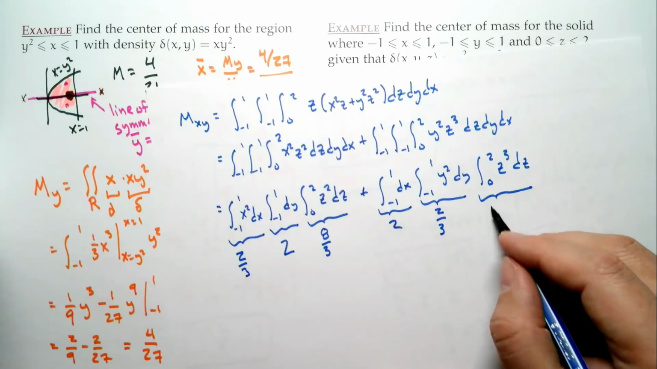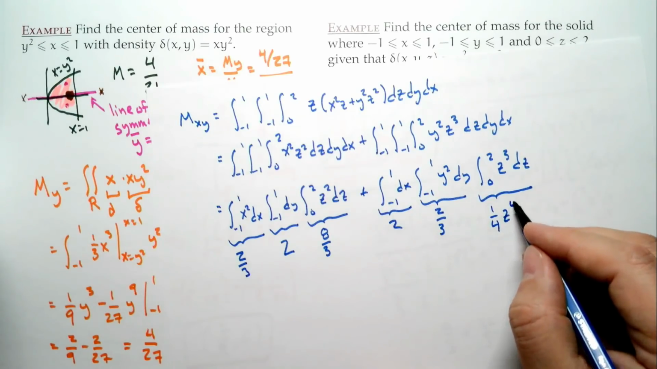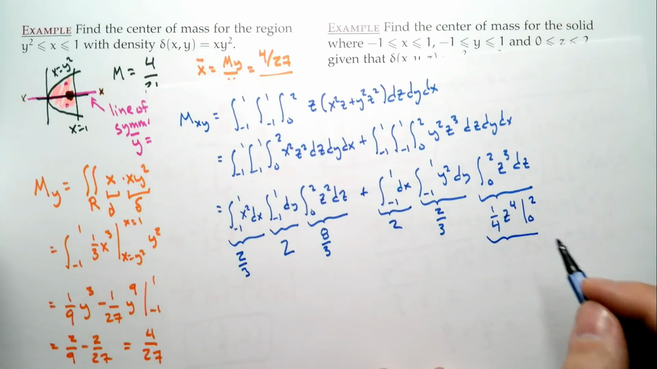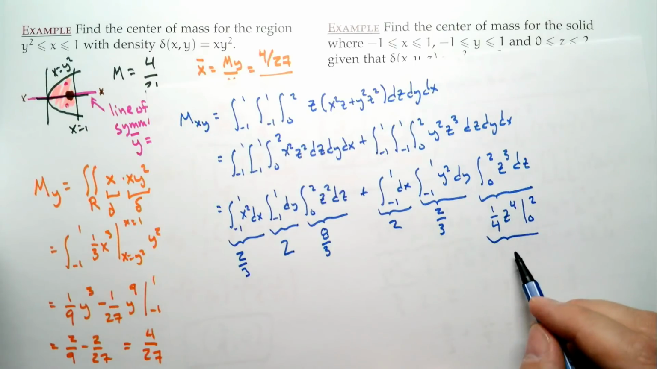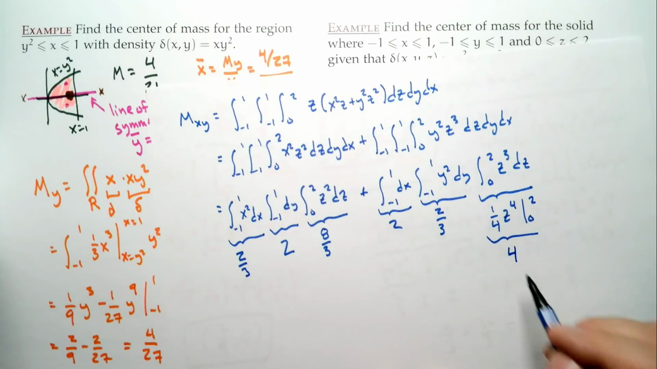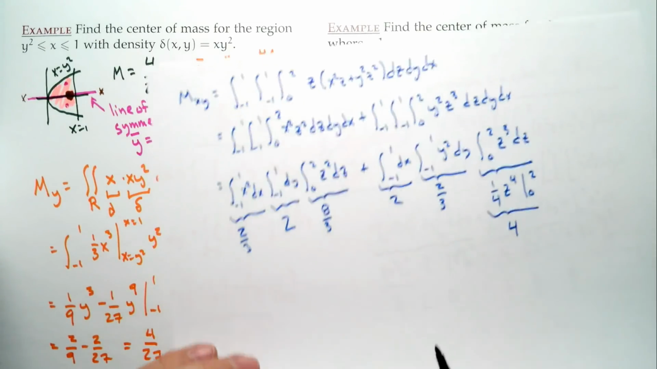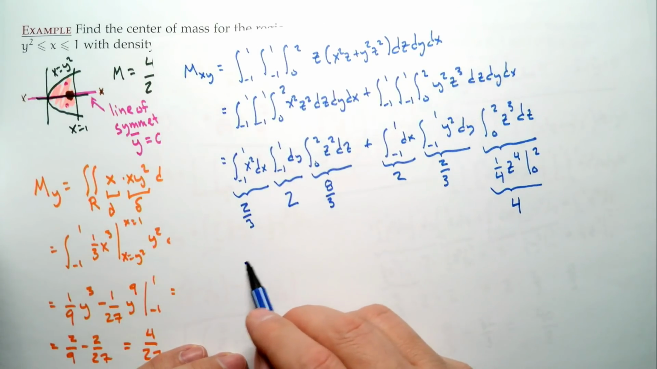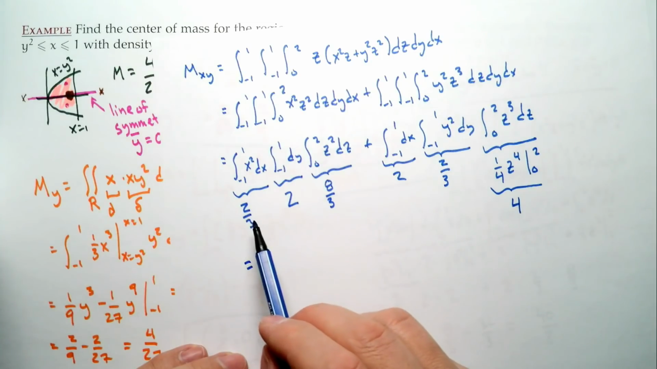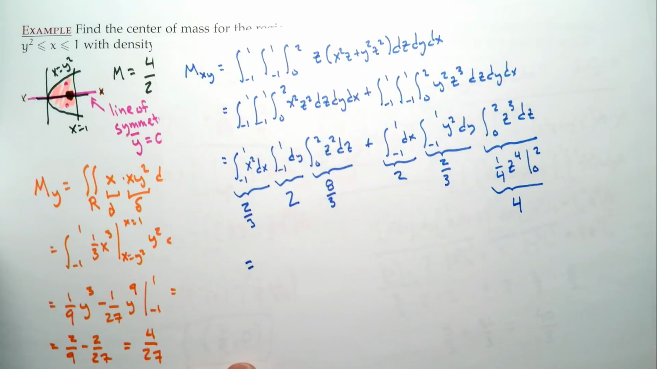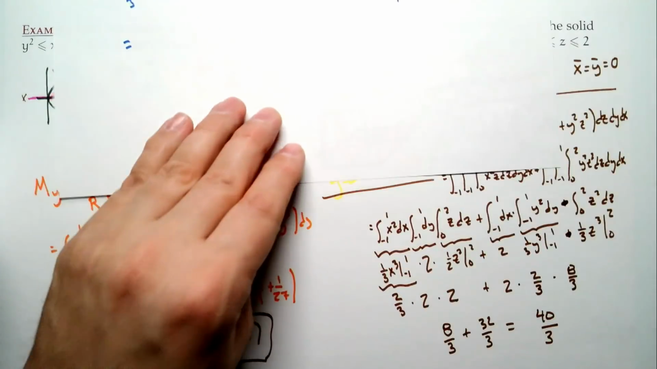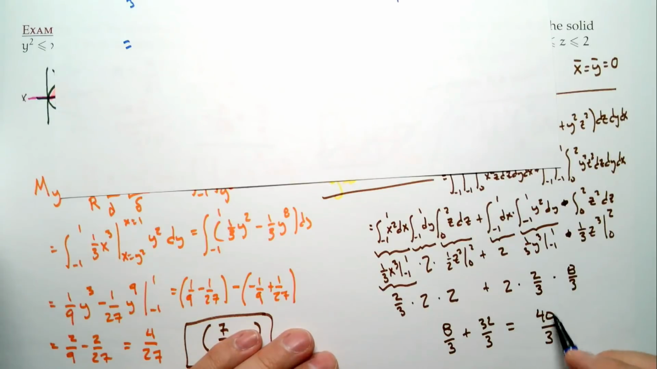So this one, that'll be 1/4 z to the 4th, evaluated from 0 to 2, and 1/4 times 2 to the 4th, that's 1/4 times 16, which is 4. So what do we have? We have 2/3 times 2 times 8/3, and that will give us a grand total of, and this is making me a little bit nervous here. Oh, I made a mistake. Let's go back and fix it.